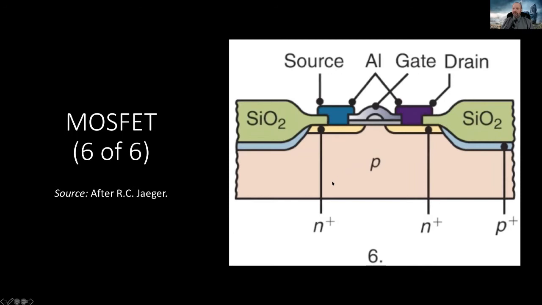Okay, so now you've got your three connectors for your transistor. Remember, we're looking at it from the side view. Those connections come out of the page, right? So now you've got a source and a drain and a gate.